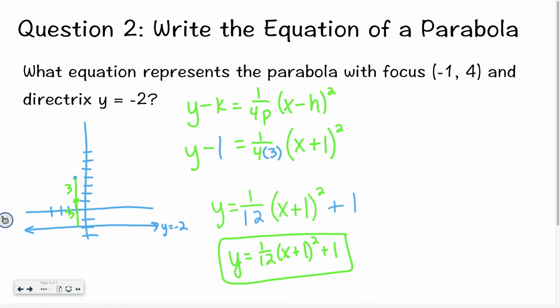Next, I took my general formula from the slide that I told you to take a screenshot of. So we have y minus k equals 1 over 4p times the quantity (x minus h) squared. I plugged in my vertex. I said y minus 1 equals 1 over 4 times 3, that's the distance between the focus or the directrix and the vertex, times (x plus 1) squared, because it was a -1. Then if I move that 1 over from the y side, I end up with y equals 1 over 12, since 4 times 3 is 12, times (x plus 1) squared, plus that 1 that got moved. The simplified answer is y equals 1/12 times the quantity (x plus 1) squared plus 1.